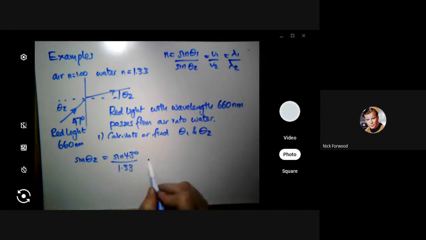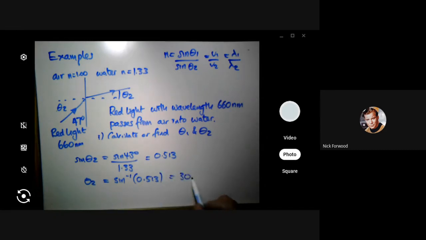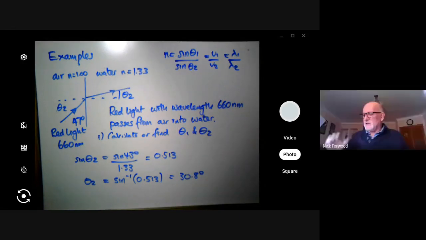And when you do that, you get 0.513. So theta 2 is the inverse sine of 0.513, which is 30.8 degrees. That's just the same really as the question that we did earlier on. Okay, the next thing we can do is we could find the speed of light in water.